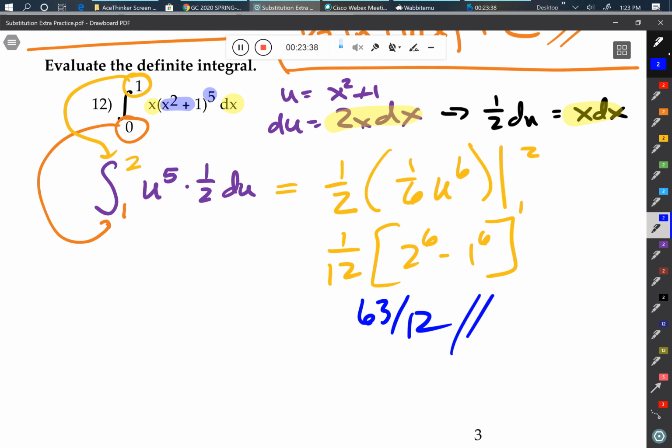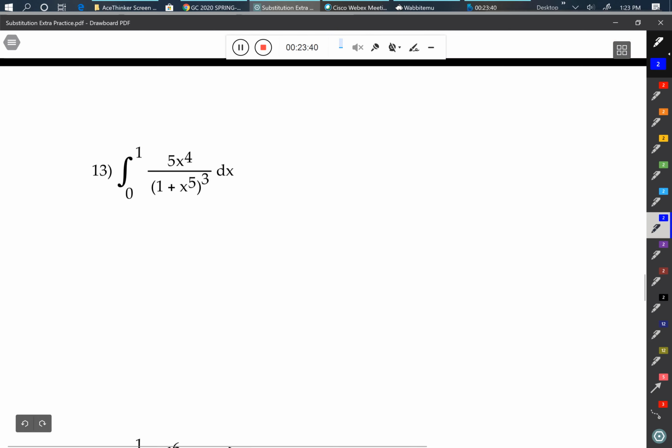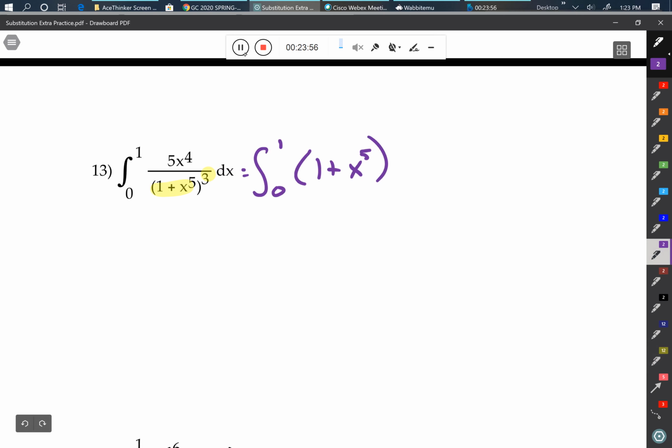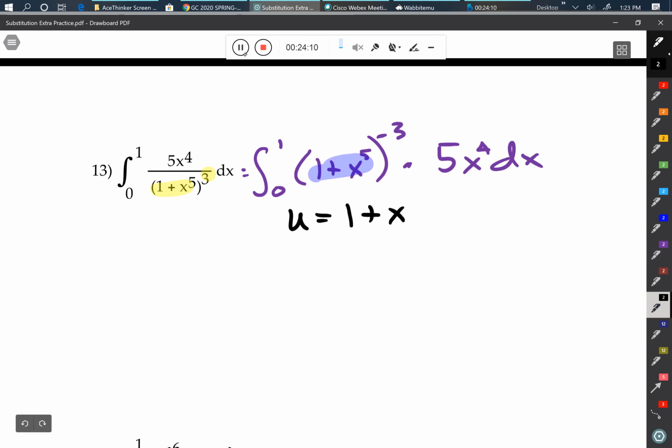All right, let's see if we can do another one. All right, here we go. I've seen this pattern before. I have a function in the denominator raised to a power. So I'm thinking of this as the integral from 0 to 1 of (1 plus x to the 5th) to the negative 3 times 5x to the 4th dx. When I write it like that, it's much easier to see the function that's being raised to a power. So I'll make that my u.